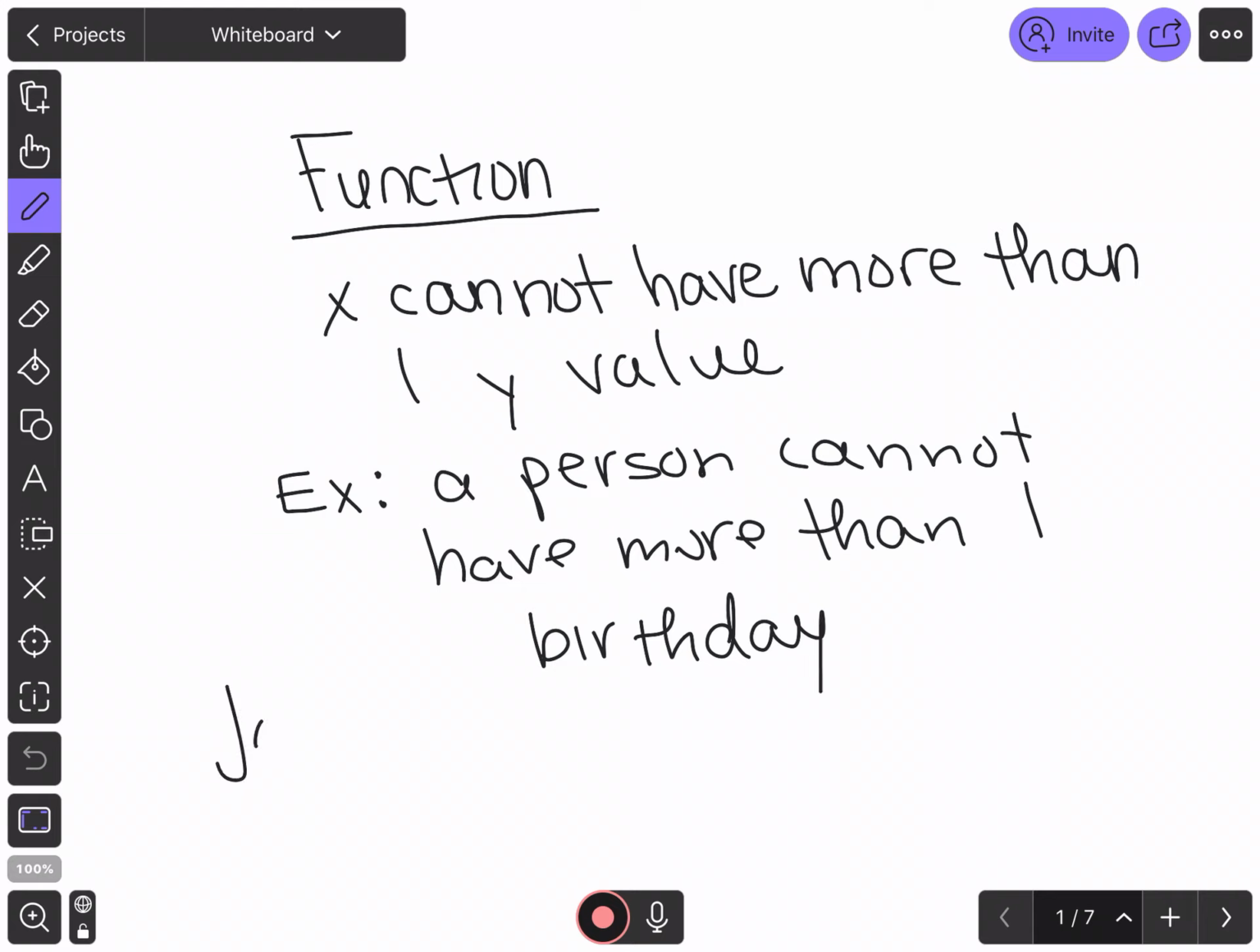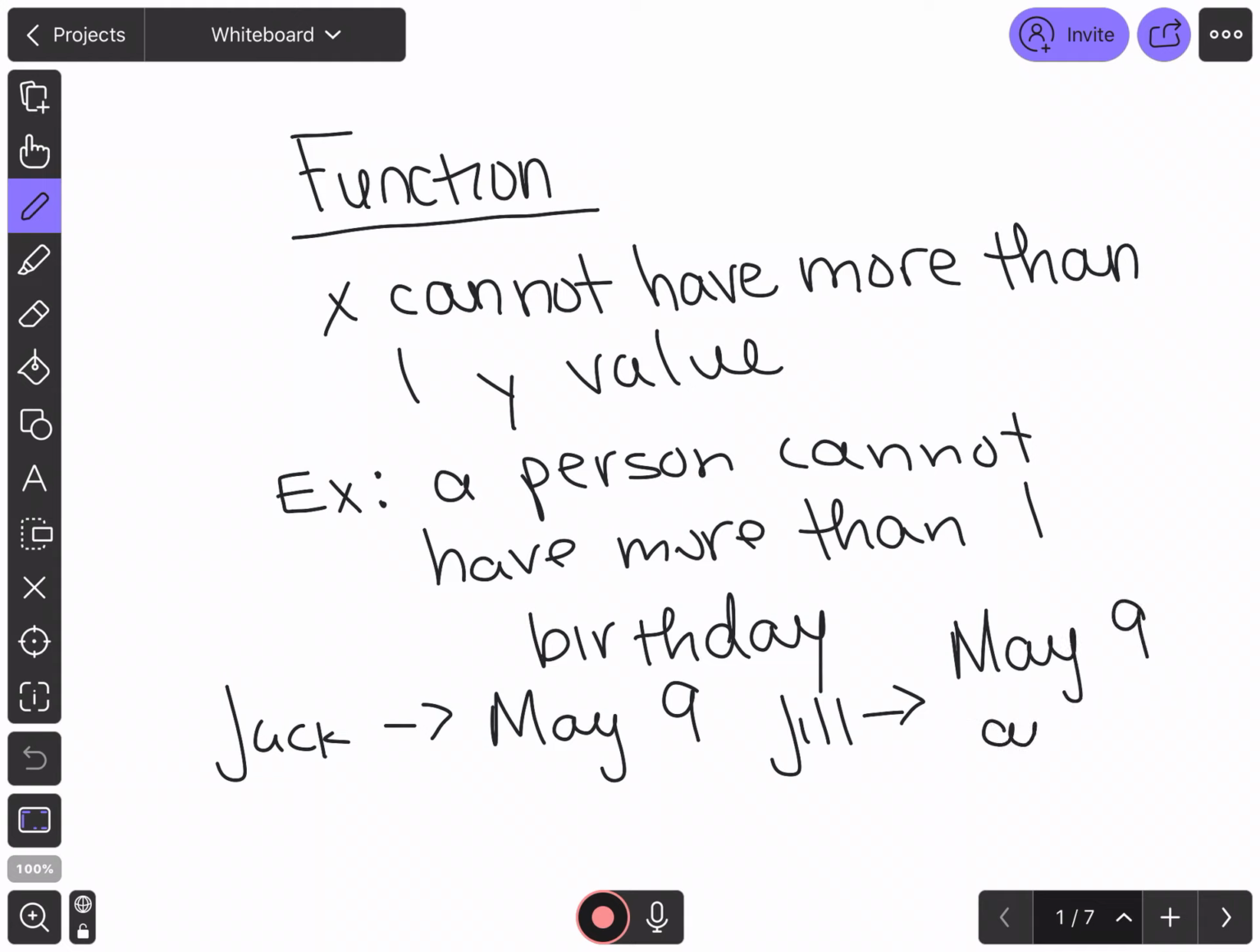For example, Jack celebrates his birthday May 9th. Jill has her birthday on May 9th and January 12th. Jack represents a function, Jill does not represent a function.